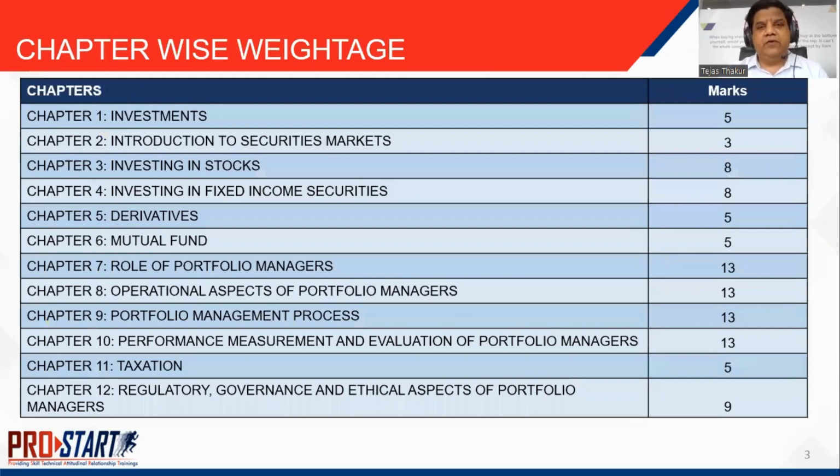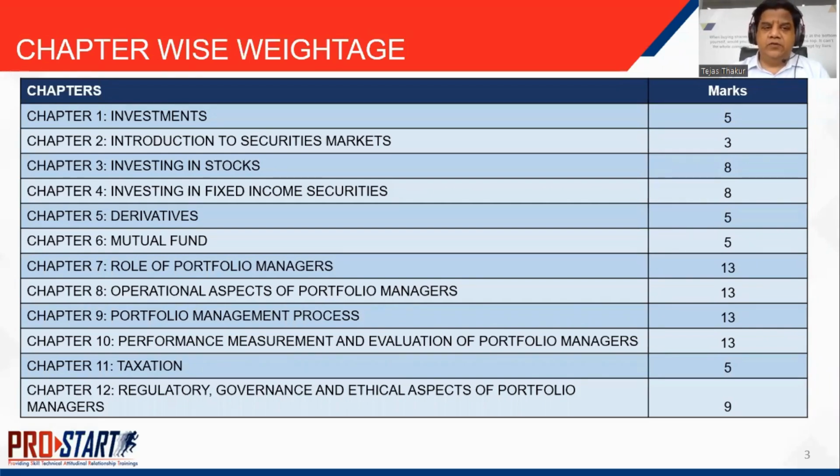Now, if you look at the chapter wise weightage, chapters 7, 8, 9, and 10, these are the most important chapters, which totally constitute around 52 marks out of the total 100 mark paper. Then you have chapter 12, which is the regulatory framework, which is again important. And from the non-PMS side, that is the first 6 chapters, chapters 3 and 4 become very important, because you have sums coming out of that as well.